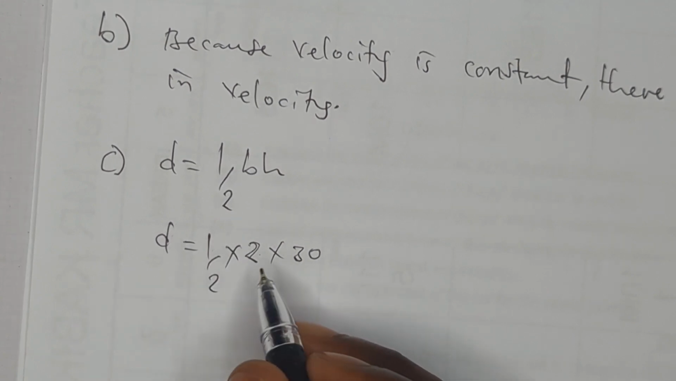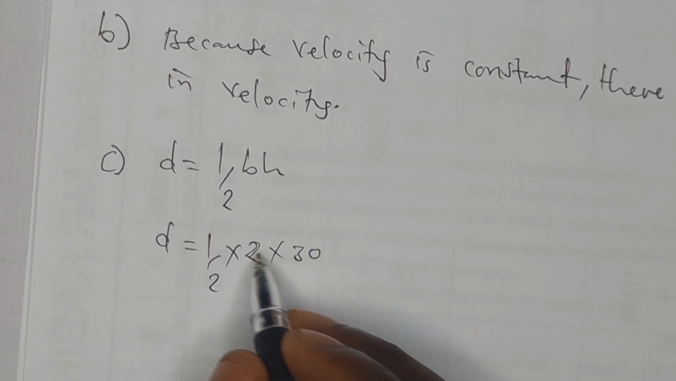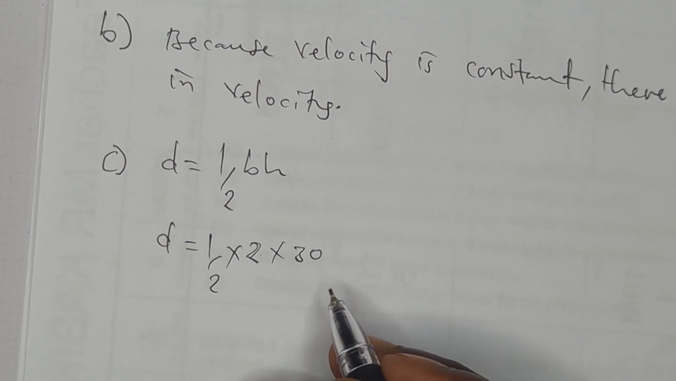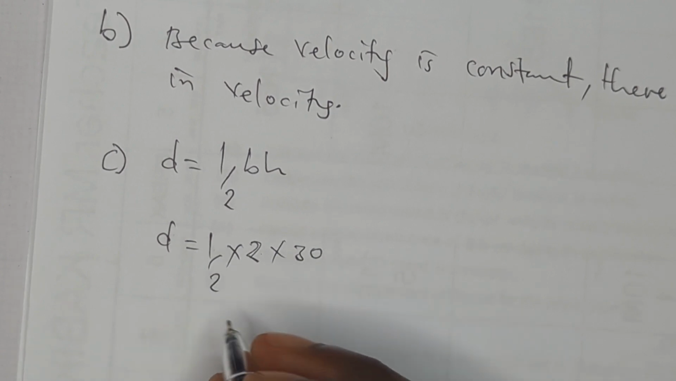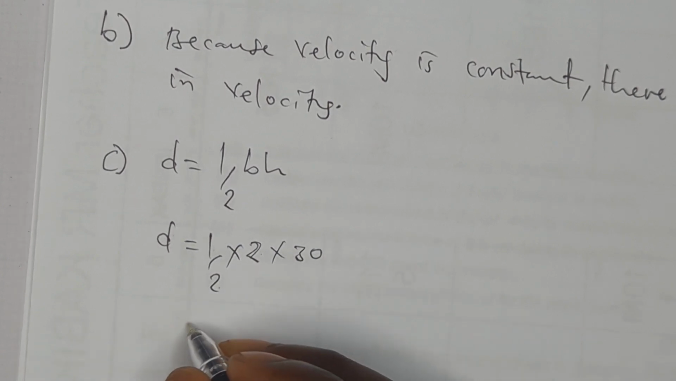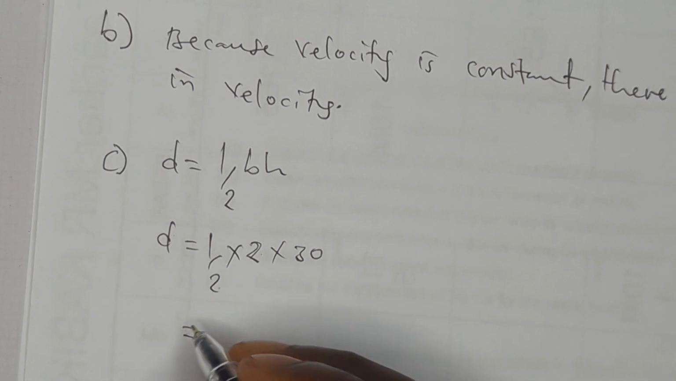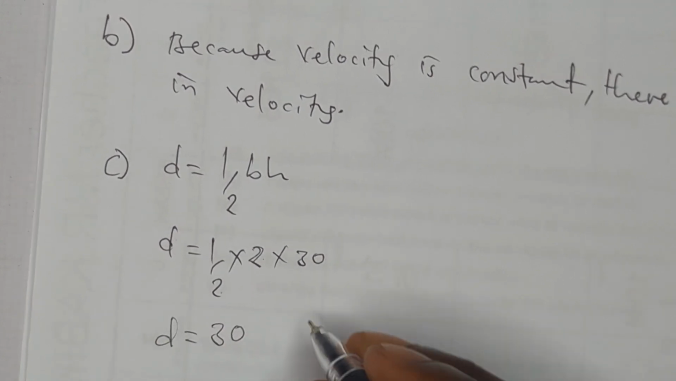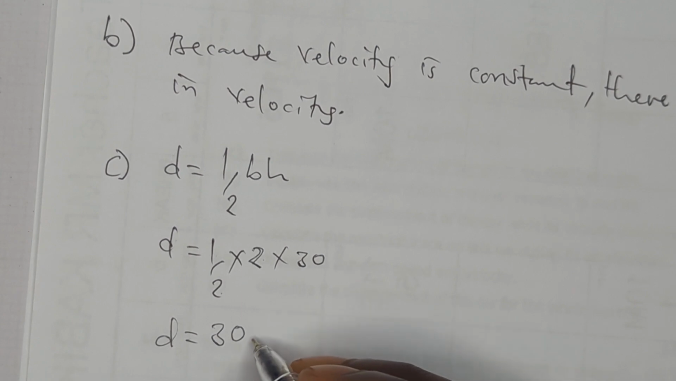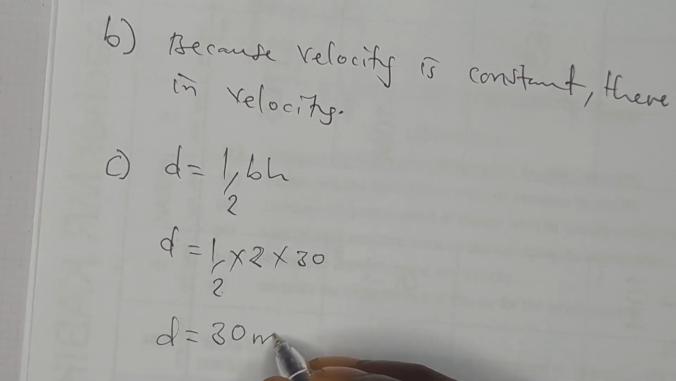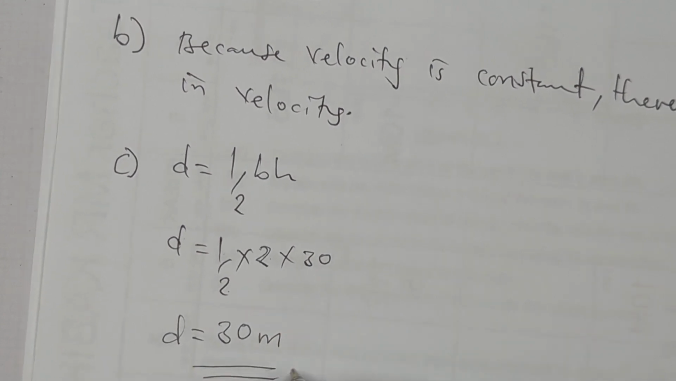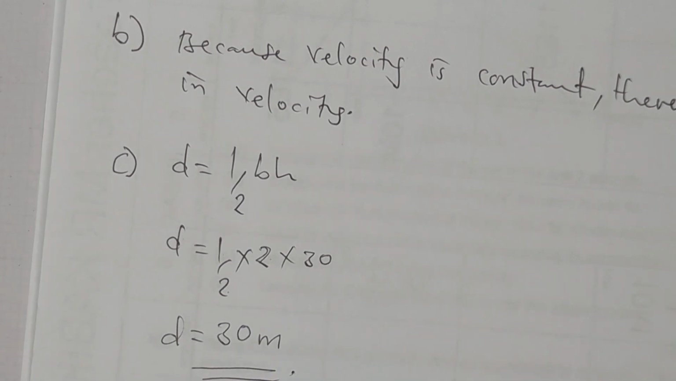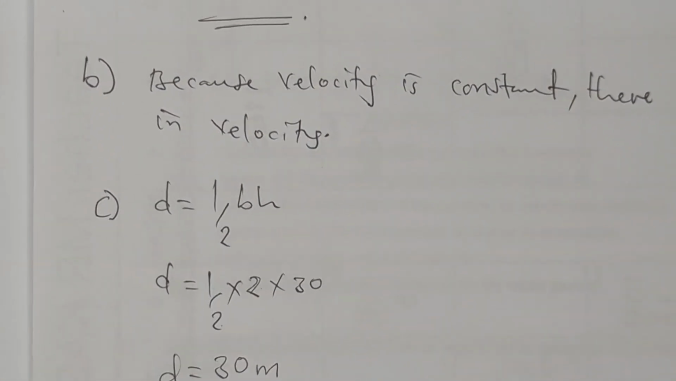So 1 multiplied by 2 gives us 2. 2 multiplied by 30 is 60. 60 divided by this 2 gives us 30. So distance therefore is equal to 30. Remember to put the units. The unit for the distance is the meter. The next question.